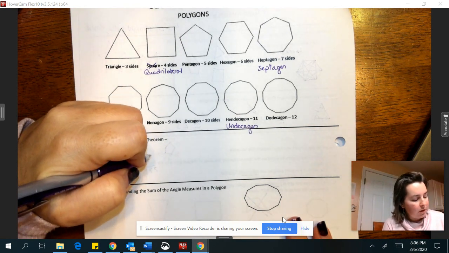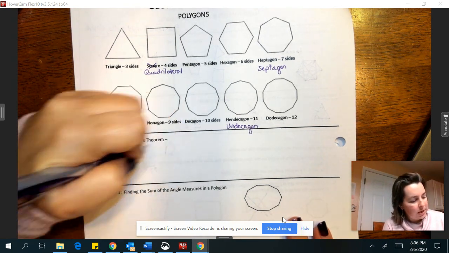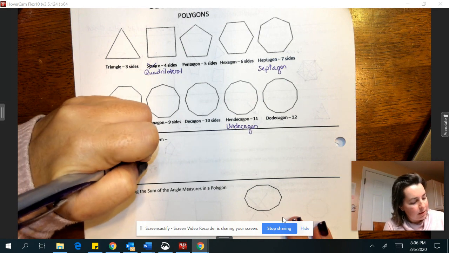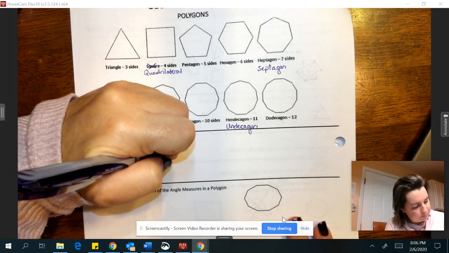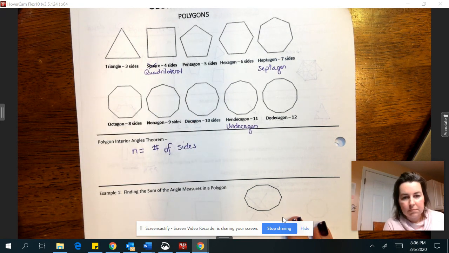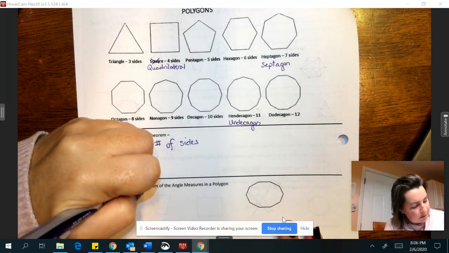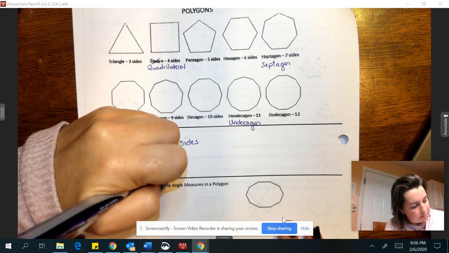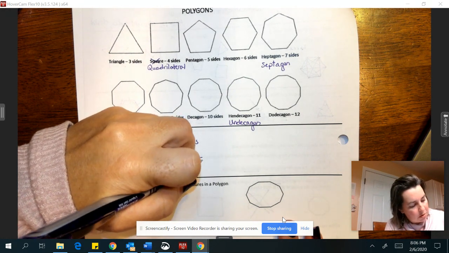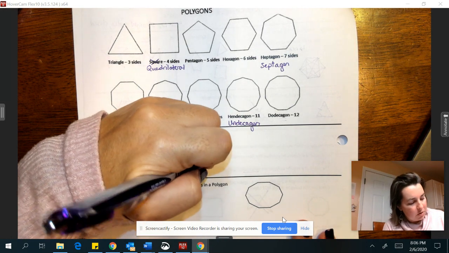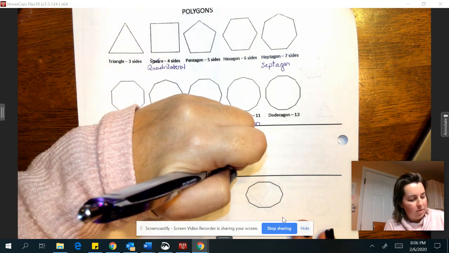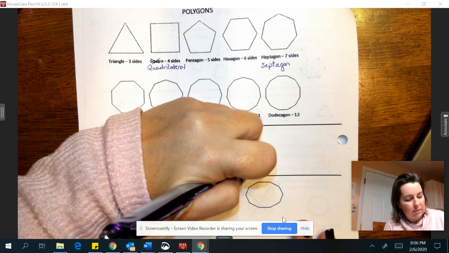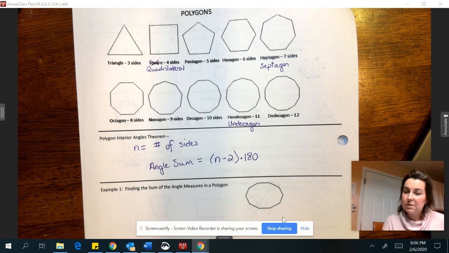So the formula that you're going to use is, you take n to be the number of sides of your polygon, and then the sum of the angles, so I'm going to put the angle sum, will be equal to, you take the number of sides, subtract 2, and then multiply it by 180. Okay, so it's pretty simple. This is a formula you are going to have memorized.